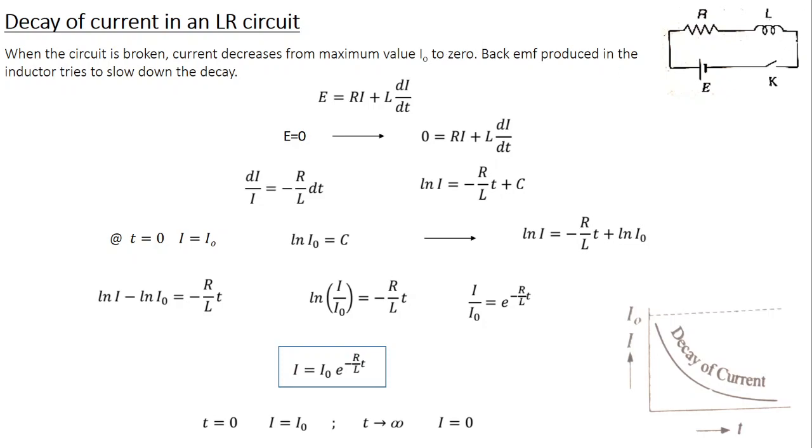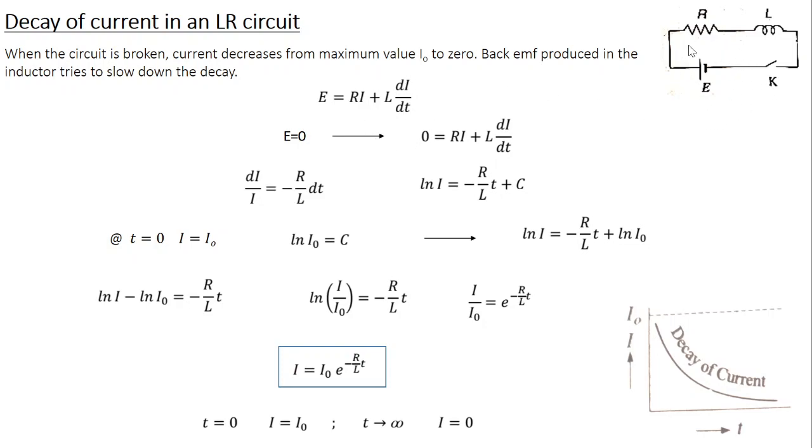Once again, because of self-induction, there is a back EMF generated in the inductor. This back EMF is trying to oppose the decrease in the current. As a consequence of that, the decay of the current is going to get slowed down. Once again, to analyze the decay of current, we need to write down the EMF equation. We have done that in the previous case, E equal to Ri plus L into di/dt.